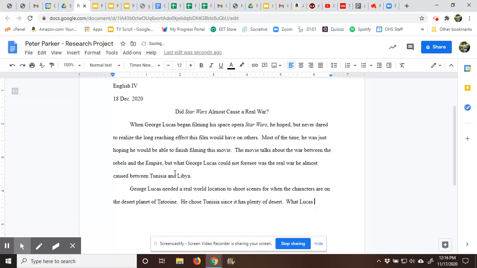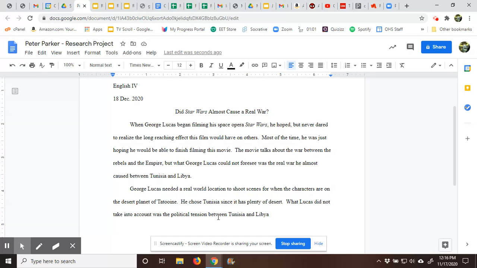What Lucas did not take into account was the political tension between Tunisia and Libya. All right, so there's my two notes I used, right? He chose Tunisia because it has desert like Tatooine. All right, and it took me two sentences to kind of word that right.